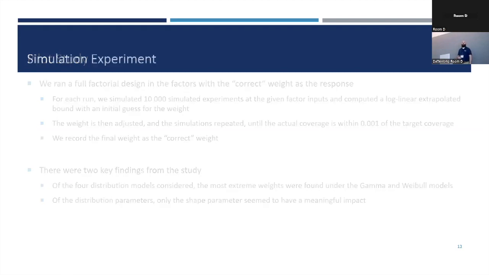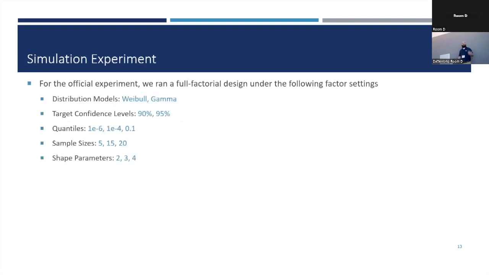So with that in mind, we said, okay, let's conduct our formal simulation experiment. So here's the official experiment we ran under these factor settings. So we reduced our distribution models. We updated the number of quantiles, sample size, and the shape parameters we looked at. We didn't look at a value of 1. That's an exponential. That's too extreme.